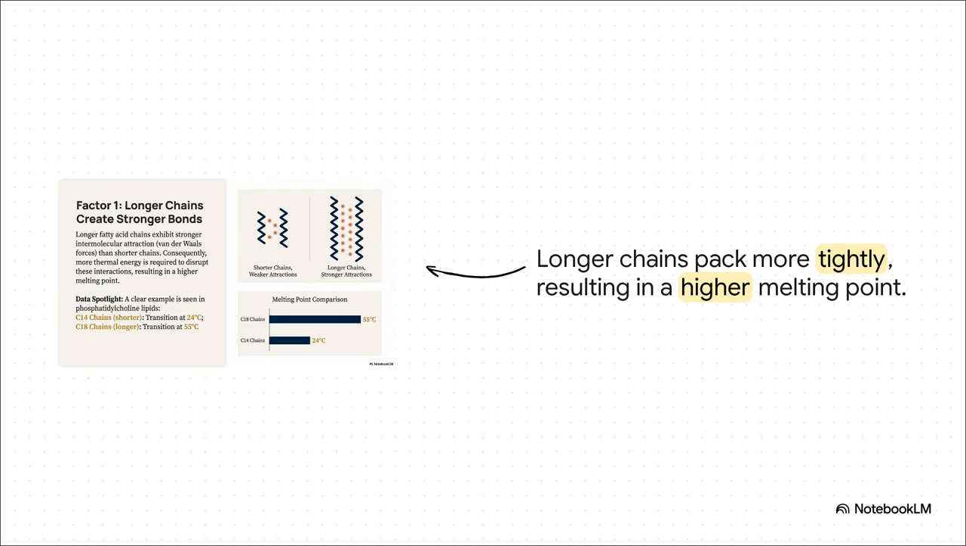First up, chain length. And honestly, the logic here is pretty straightforward. The longer the fatty acid chain, the more surface area it has to stick to its neighbors. They just pack together more neatly and tightly, kind of like stacking long logs. It's a strong structure. Shorter chains, they're more like small branches. They just don't stack as well. And you can see the result right here. Longer 18-carbon chains need way more heat, 55 degrees Celsius, to melt compared to the shorter 14-carbon ones, which turn to liquid at just 24 degrees.